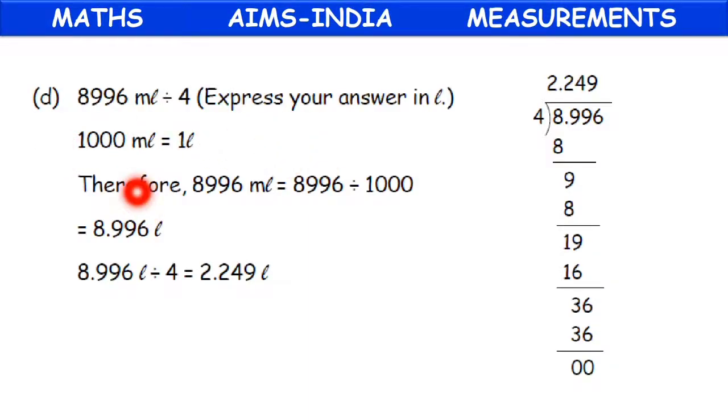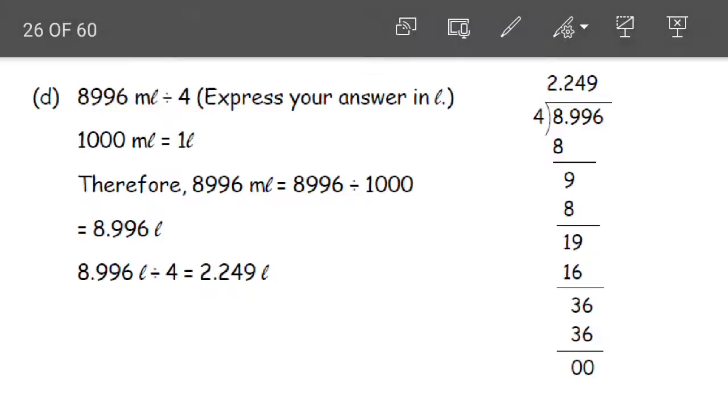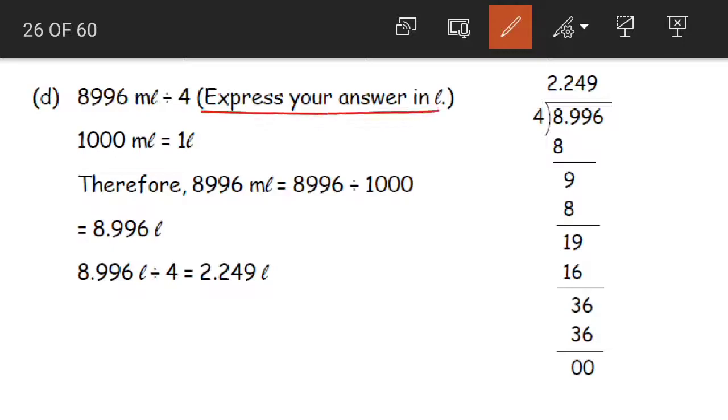Now next we have division here, children. What do we have? We have division. Even division is quite similar to multiplication. Luckily, here we just have milliliters that are to be divided by 4. But what is given in the brackets here? Express your answer in liters. In the question we've got milliliters, but we have to express our final answer in liters. So first we have to convert these milliliters into liters.